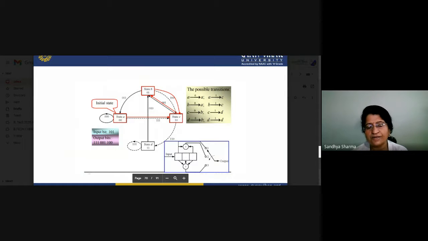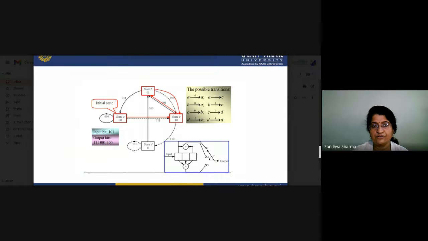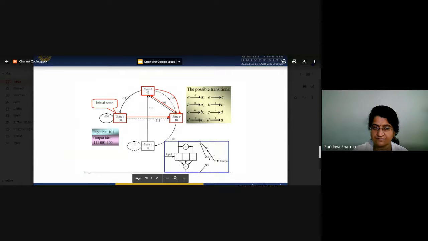According to that, we will design our encoder. So now what will happen? States A, B, C and D, and here is the data 101. So now what will happen here? The input bits are 101, and the output bits are this one.